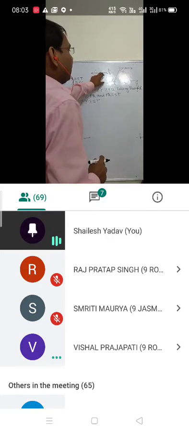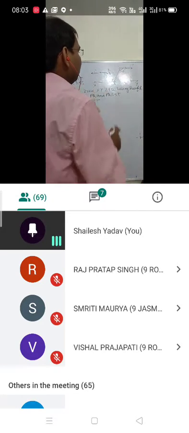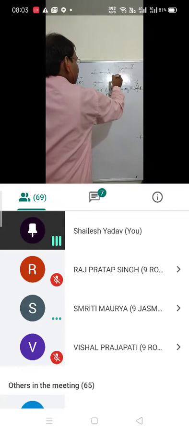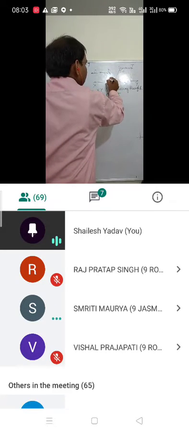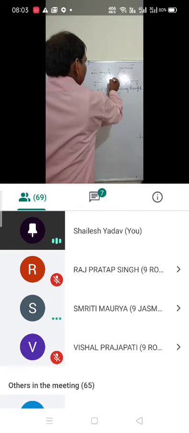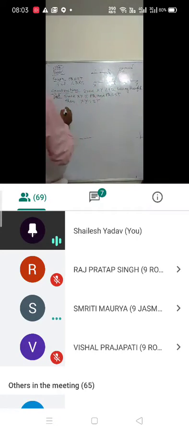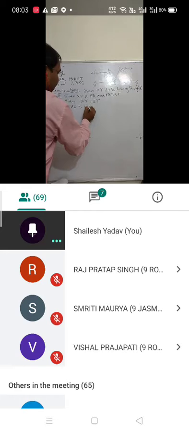If the lines are parallel, then the sum of co-interior angles will be 180 degrees. So here these two lines are parallel and these two are the co-interior angles. If I mention this angle as x, suppose that, then x plus 110 degrees equals 180. So here you will write x plus 110 equals 180 degrees.